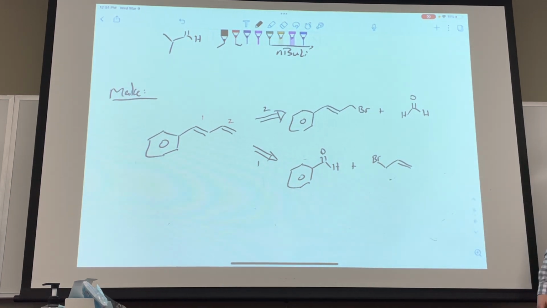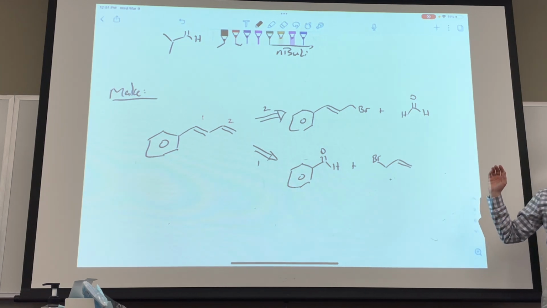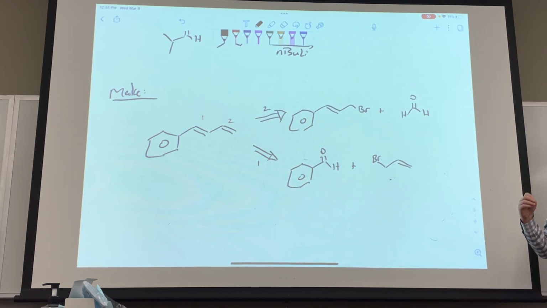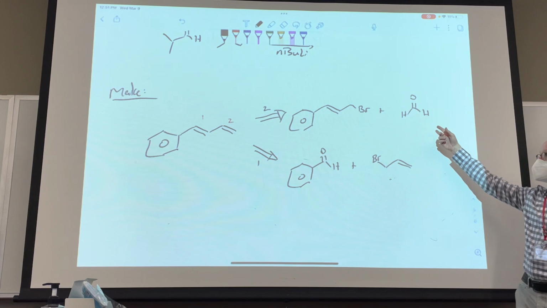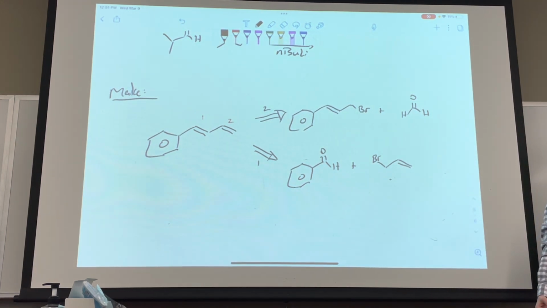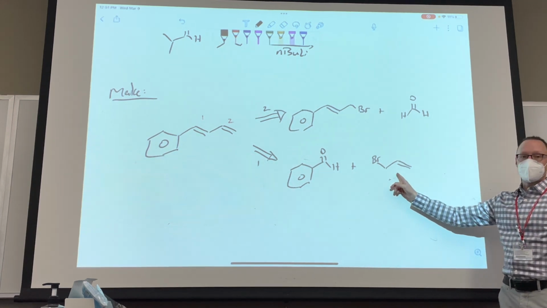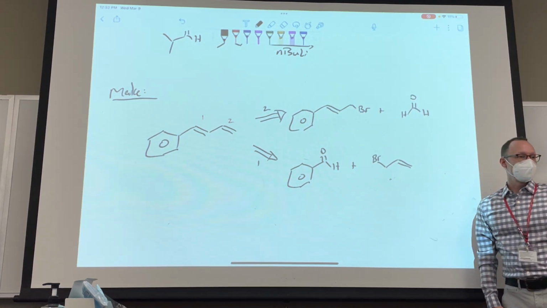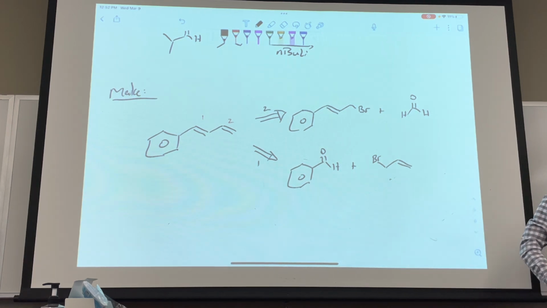And so that's why I would choose this one. Both of them would work. It's not a matter of whether the Wittig would work better here or there; both of them would work in terms of doing the reaction. But in terms of doing the synthesis, I think I would take this one. All right. Any questions on that?